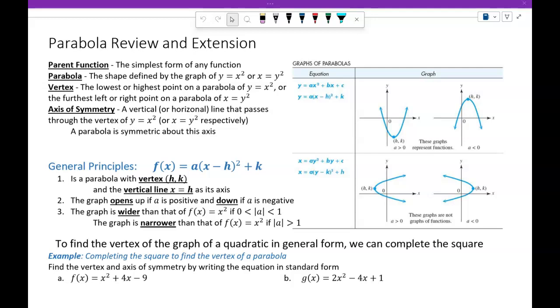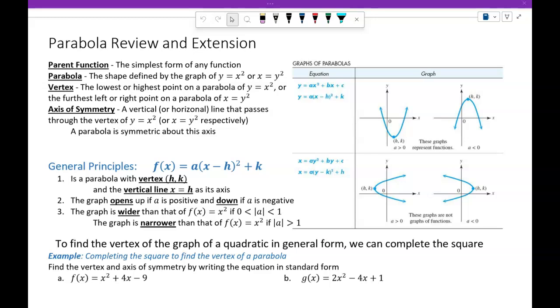Let's take some brief time to review our parabolas, and then we're going to add on some extension to it. Recall we have a parent function. It's the simplest form of any function. And for a lot of it, we're going to end up having a starting point at the origin.